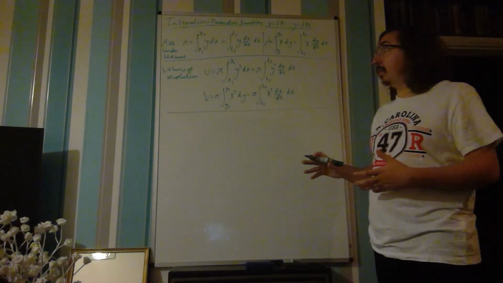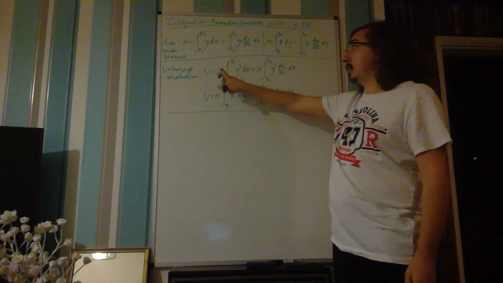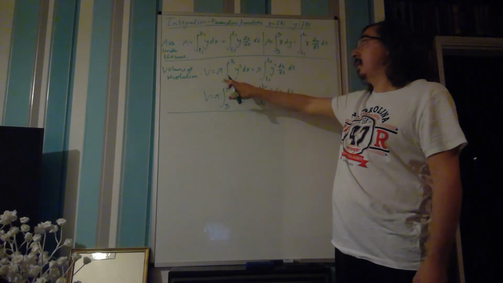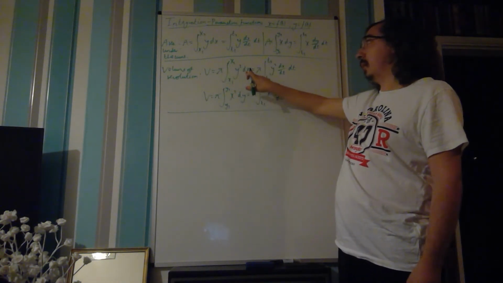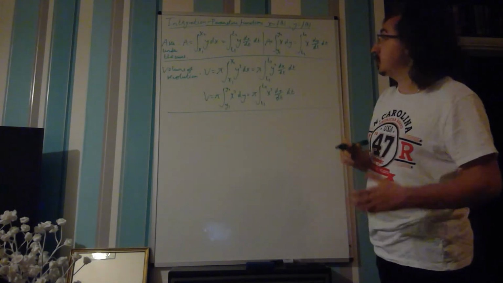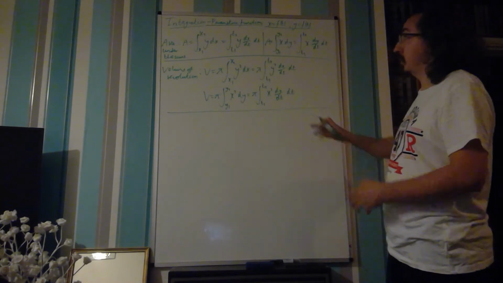Taking that to the volume of revolution then, we've got our expression from before, which is that the volume is equal to pi times the integral of y squared with respect to x between our two x limits there. So again, it's a slight modification.